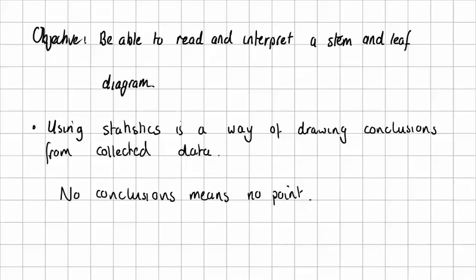Well, so our objective is to be able to read and interpret a stem and leaf diagram. Before we get into what a stem and leaf diagram is, I just want to make one thing clear. This is a statistical diagram. One thing about statistics, you need to draw conclusions. You need to be able to make statements about things from data that is collected.